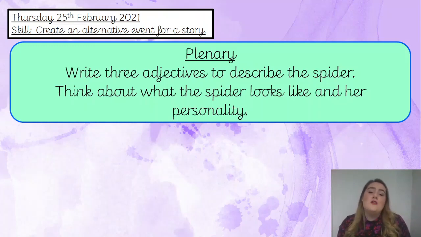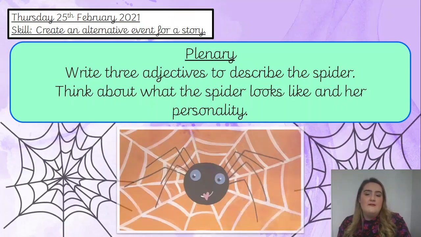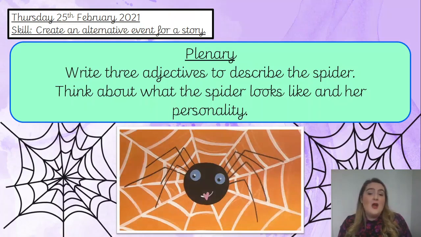But you're going to write 3 adjectives to describe the spider, okay? So think about what the spider looks like. So here is our picture of the spider, but also think about her personality. So is she a mean spider? No, well done. She's a friendly spider. She's quite kind, she's thoughtful, isn't she? So there's lots and lots of adjectives that I can think of that we can use to describe the spider. So I just want you to write your top 3 down into your book, please, because you're going to be using that to think about the spider and that character a little bit more next week.